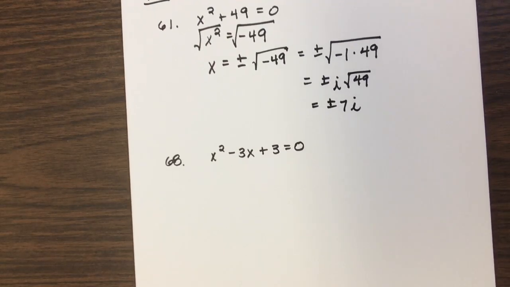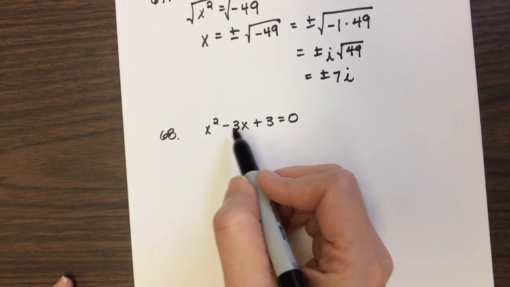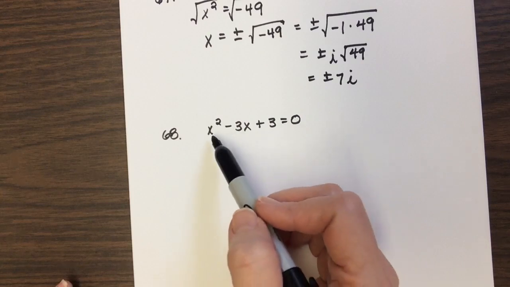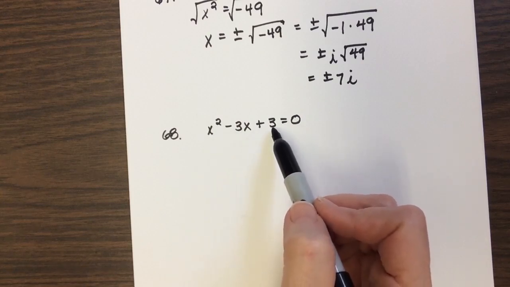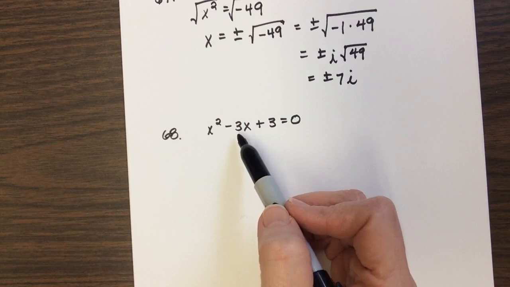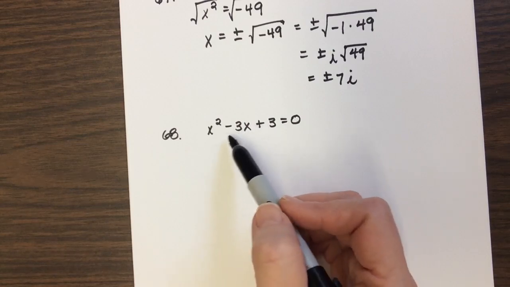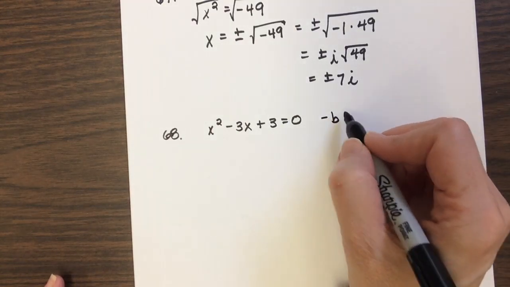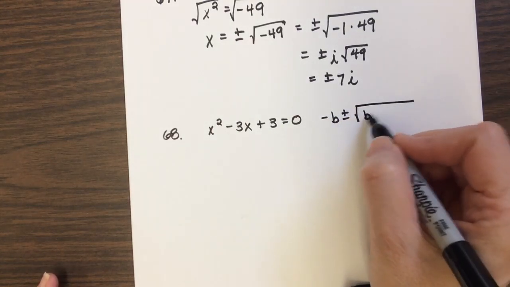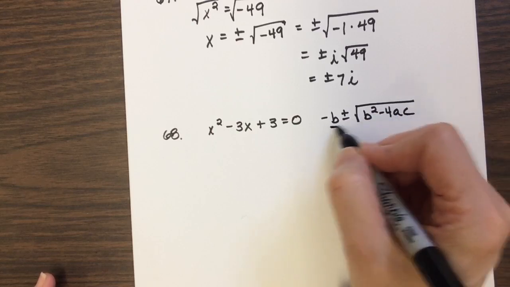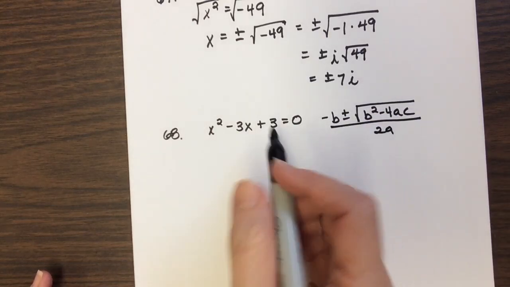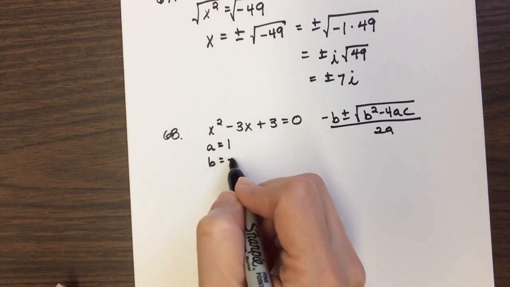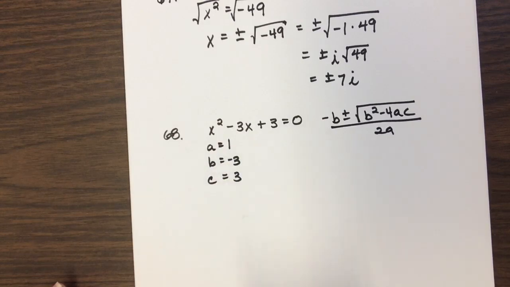If I go on and do number 68, the first thing I'm looking for when I solve a quadratic is to see if it factors. Well, obviously I can't multiply two numbers to get 3 that add to give me negative 3. So you're going to have to either complete the square here, or use the quadratic formula, which is probably what you're going to do. So I'm just going to review that very quickly. So there's my quadratic formula. After I've got my equation set equal to 0, then I know that A is 1, B is negative 3, and C is positive 3 in this case.